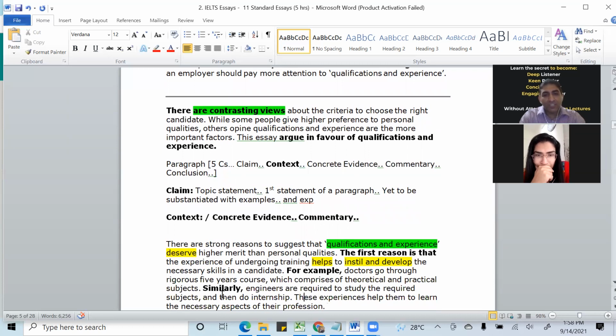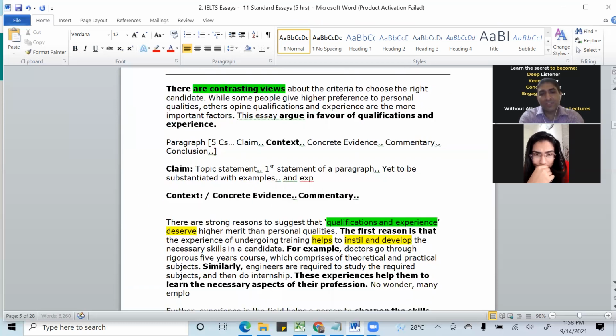Like इसको हम commentary और conclusion मान सकते हैं. These experiences help them to learn the necessary aspects of the profession. अब इसको आप conclude करने के बाद बोल सकते हो कि no wonder many employers, so this is conclusion, pay higher, consider experience to be the most important thing while recruiting an employee, right? So this is the conclusion.